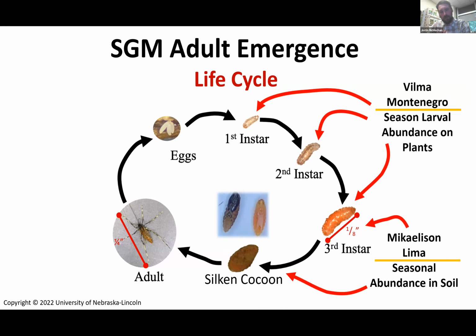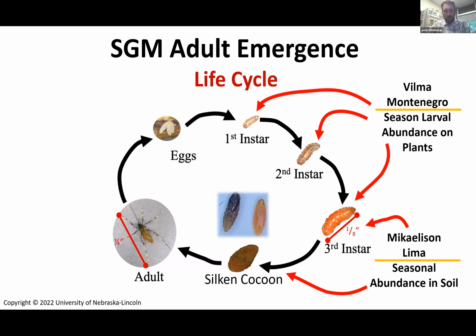Two of them are white. The third is orange. There's a bit of a gray area as they transition between that second and third instar. But you could see here, Vilma Montenegro's work is showing up in terms of the seasonal larval abundance on plants. So her and Mika overlapped in 2021.